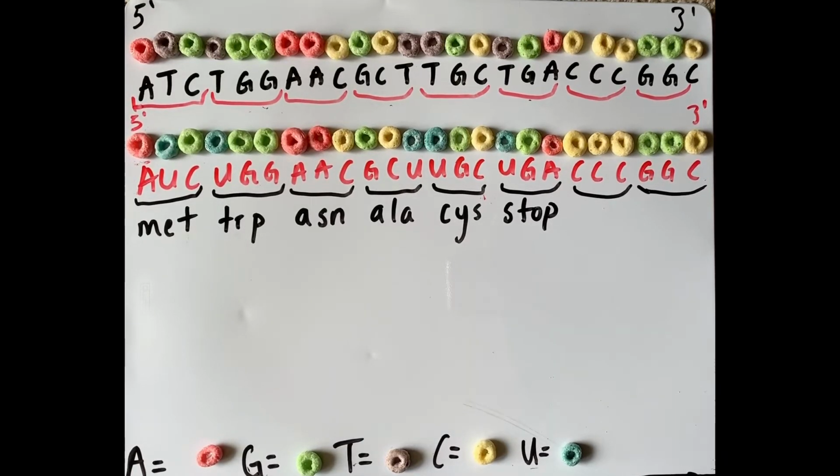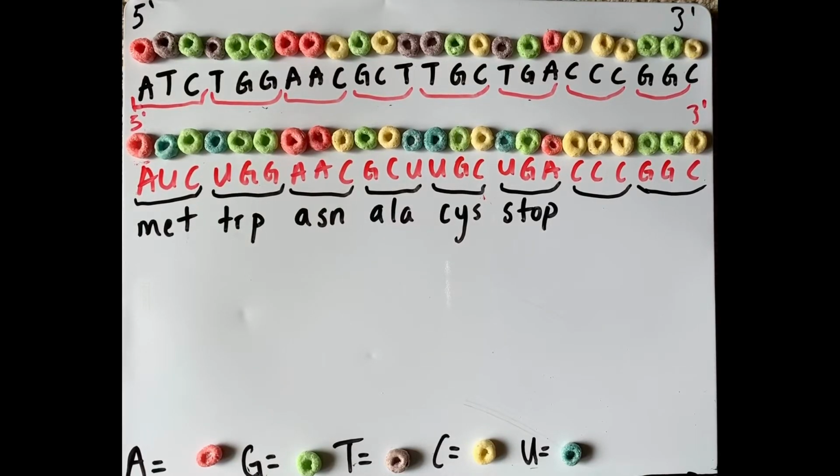Here we have our amino acids that were derived from the mRNA codons, which are methionine, which is the start codon, tryptophan, asparagine, alanine, cysteine, and the stop codon. And this is our normal sequence. So I'm going to make some mutations to show the different types of point mutations we have.